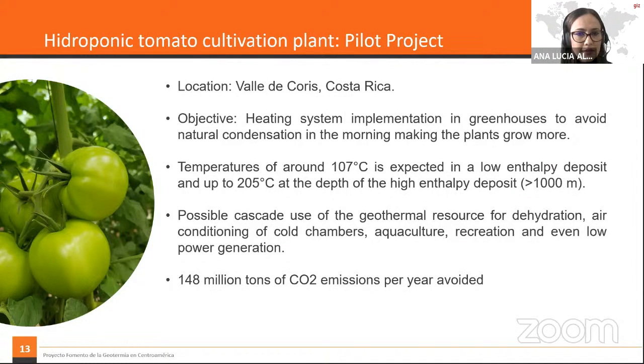This cascade use is a nice example of how we can use a lot of this geothermal energy, using all the ranges of temperature depending on the needs of the area. And well, in terms of CO2, around 148 million tons of CO2 per year can be avoided if we get to develop this project.